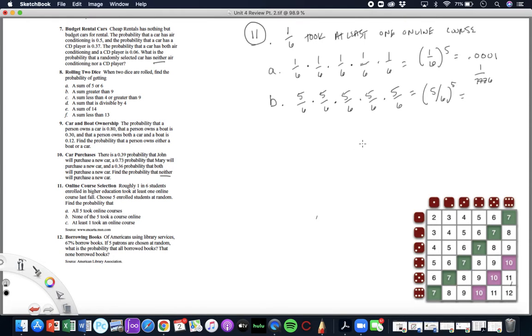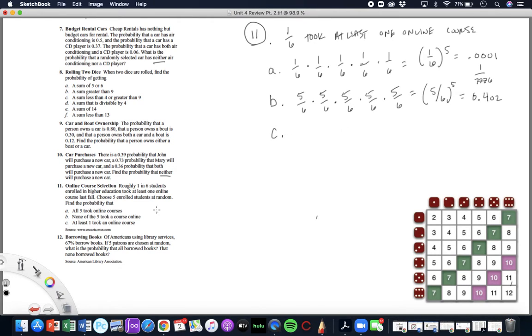And so that would be, looking at my notes here, 0.402. It's a little bit higher. It's about midway through there, that you would choose a group of 5 that have no online courses.